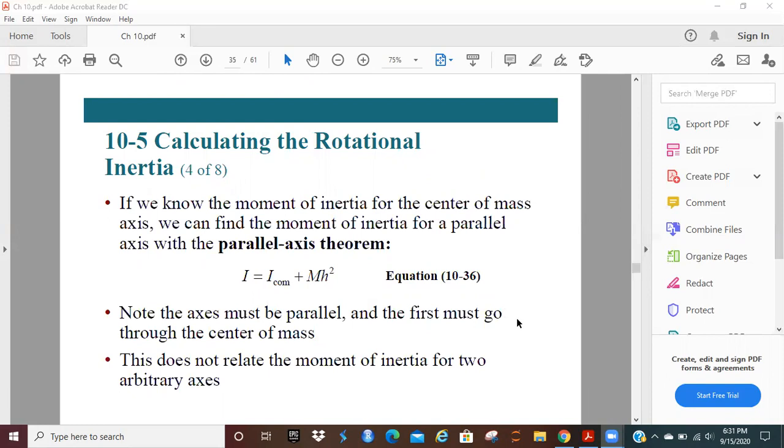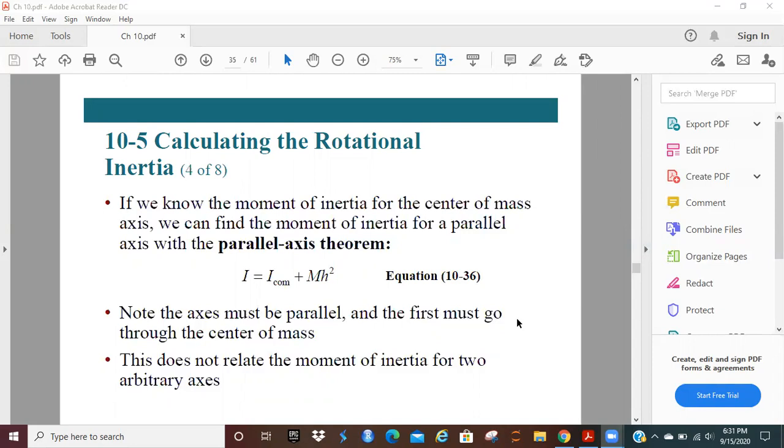So if we know the moment of inertia for the center of mass axis, then we can find the moment of inertia for a parallel axis with the parallel axis theorem. So the axes have to be parallel, and the first has to go through the center of mass. There's no getting around that. You got to do that. It does not relate the moment of inertia for two arbitrary axes.